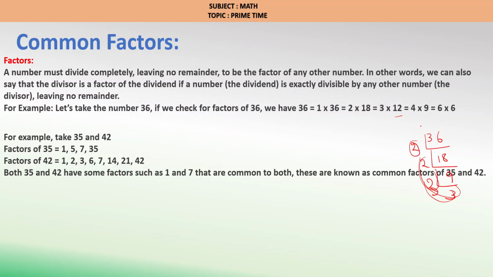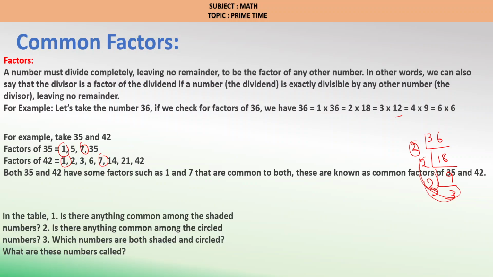Let us take two numbers, 35 and 42. Factors of 35 are 1, 5, 7 and 35. Factors of 42 are 1, 2, 3, 6, 7, 14, 21 and 42. Both 42 and 35 have common factors, such as 1 and 7, which are present in both lists of factors. So these are called the common factors of 35 and 42.